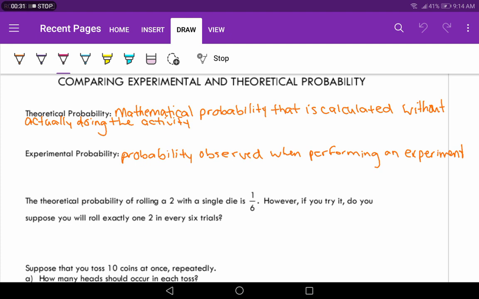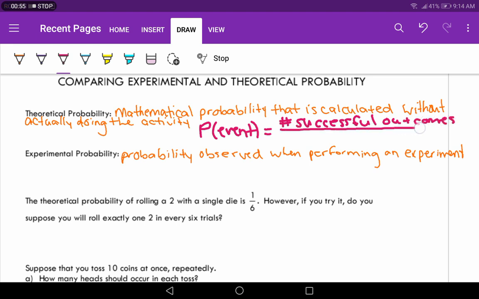Okay, so although the formulas are quite similar, they do differ slightly. For theoretical probability, the general formula is the probability of an event equals the number of successful outcomes over the total number of possibilities.